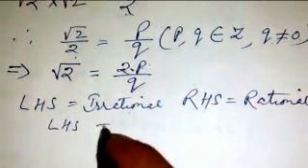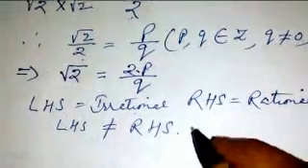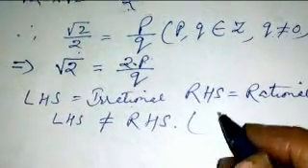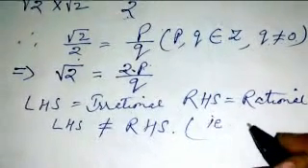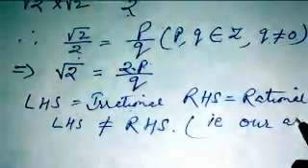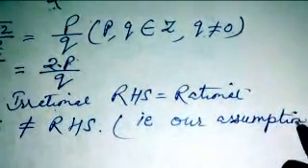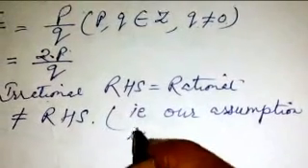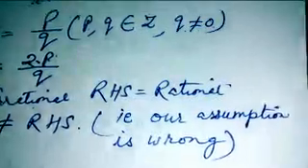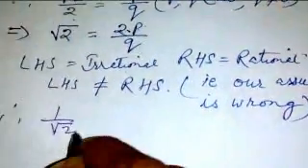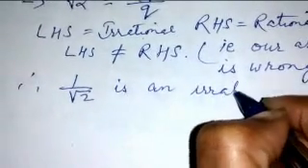So LHS cannot be equal to RHS. But they are equal because of our wrong assumption. So we can say that our assumption is wrong. So you can say 1 by root 2 is an irrational number.